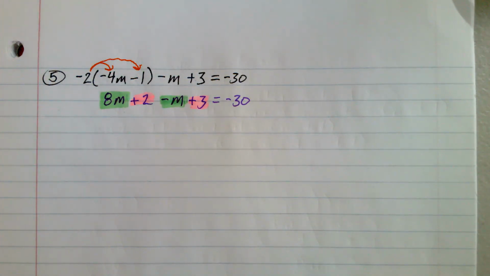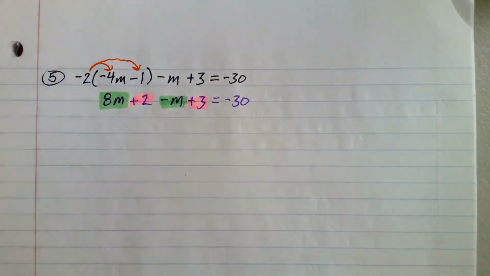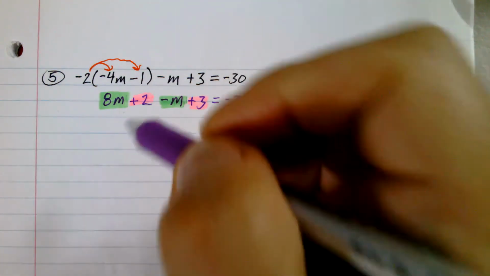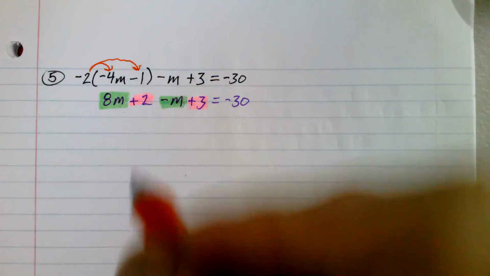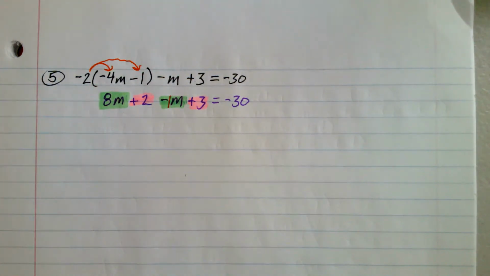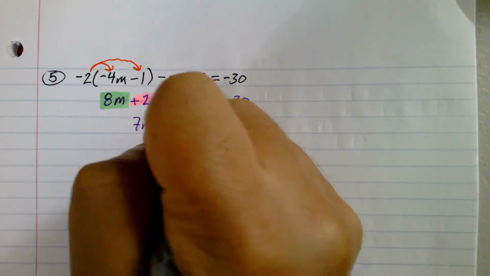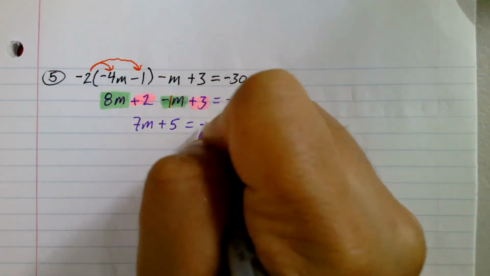Okay? So if you're ready, let's combine these. So real quickly, if I have 8m minus m, what does that give us? 7m. Okay. Is anyone confused that that would give us 7m? You have 8 m's, you remove an m. Remember, you can always put a 1 here. If you don't have a coefficient in front of a variable, give it a 1. So it's 8 take away 1, 7m. And then 2 plus 3 is 5 equals negative 30.